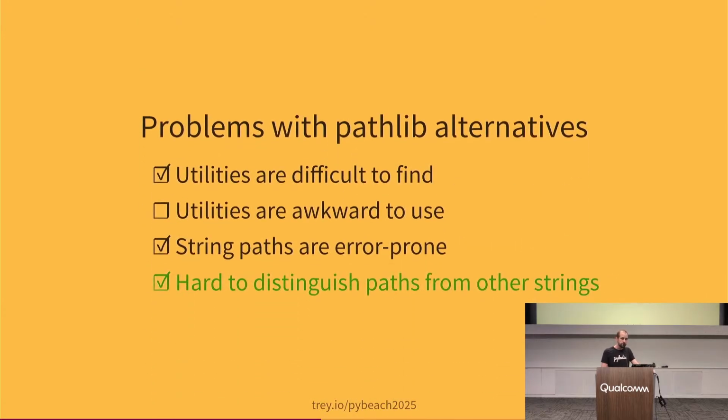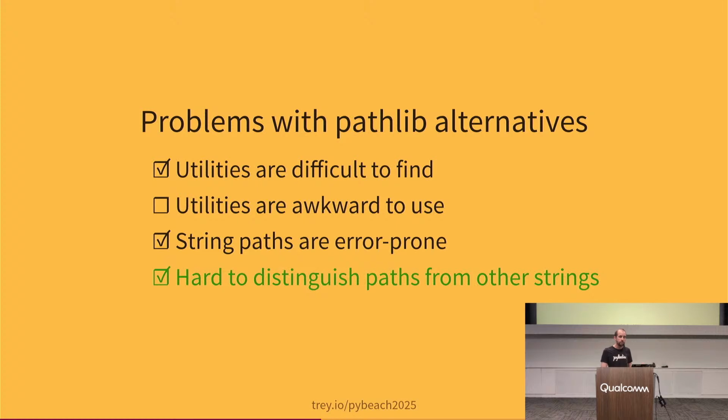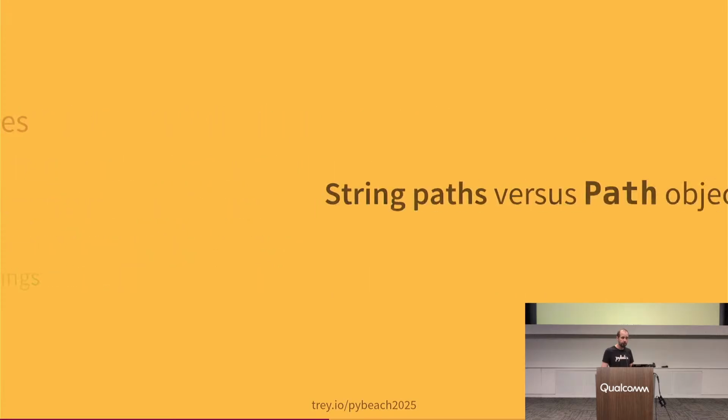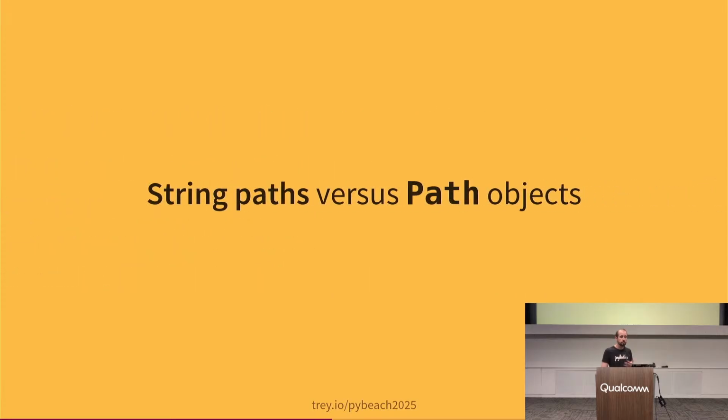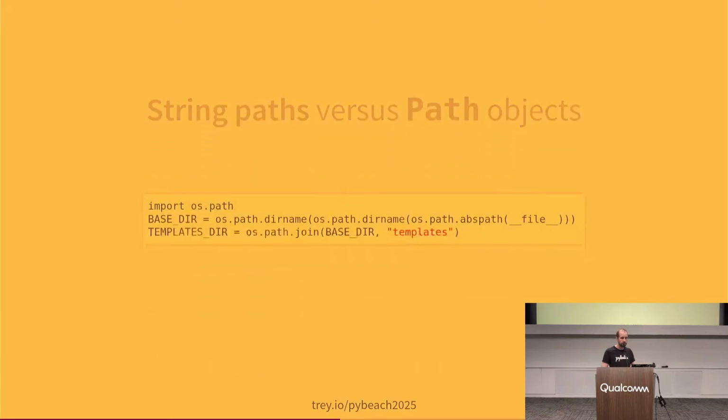So, we've seen that the alternatives to pathlib are difficult to find, that path strings are error-prone, and that path strings also make it difficult to distinguish between paths and non-path strings. I'd like to quickly address my last point by comparison to pathlib. Let's compare the readability of code that represents paths as strings to the same code that uses pathlib.Path objects.